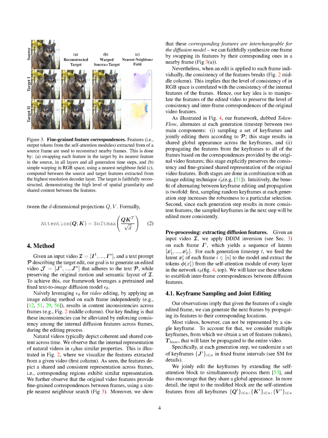This approach has two main benefits. First, randomly selecting keyframes at each generation step increases the robustness to a particular selection. Second, since each generation step results in more consistent features, the selected keyframes in the next step will be edited more consistently. Section Summary. Stable Diffusion, SD, is a text-to-image diffusion model that uses a U-Net architecture with residual, self-attention, and cross-attention blocks. The model leverages a pre-trained encoder and decoder to map RGB images to a latent image space and decode them back to high-resolution images. To ensure consistency in video editing, the TokenFlow framework alternates between editing keyframes and propagating features from the keyframes to all frames, preserving the original motion and semantic layout of the video.